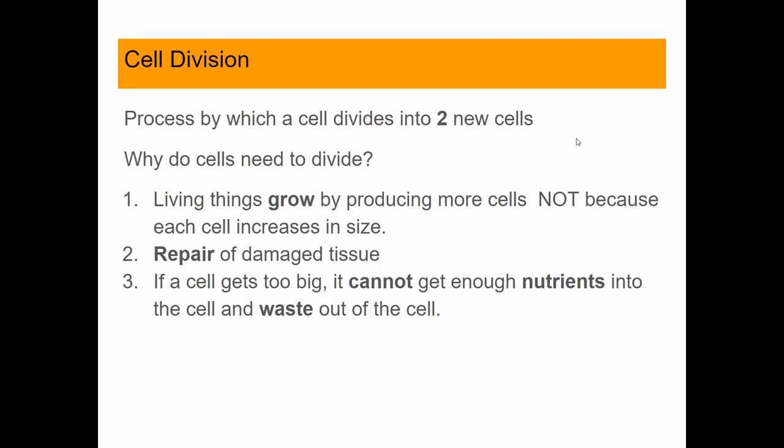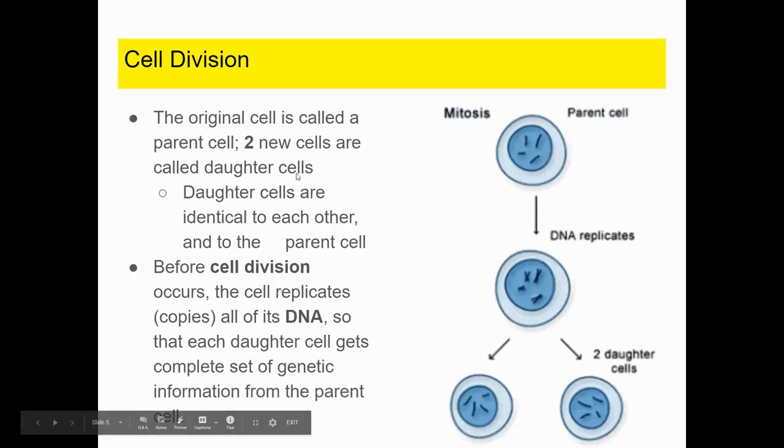All right, so key things to know: cells divide to grow the organism, to repair damaged tissue, and so that it doesn't get too big and you can't get waste out of the cell. All right, cell division. The original cell is called a parent cell. So here we have one parent cell. This is our original cell. 2 new cells are called daughter cells. Daughter cells are identical to each other and to the parent cell.